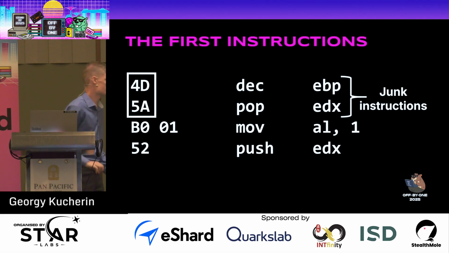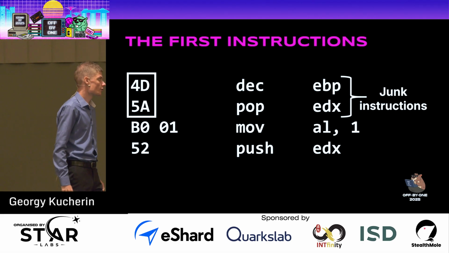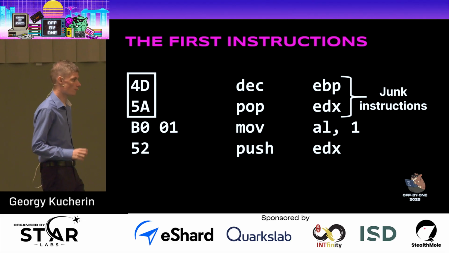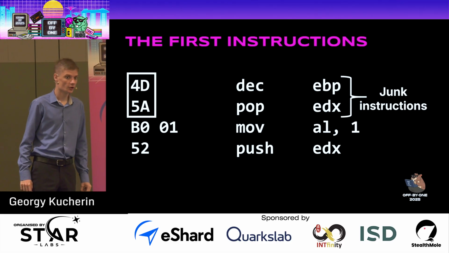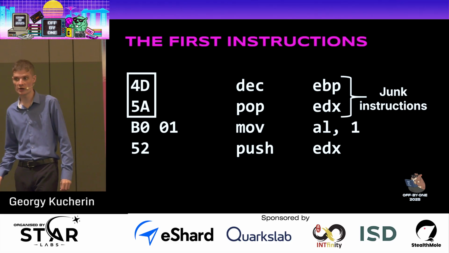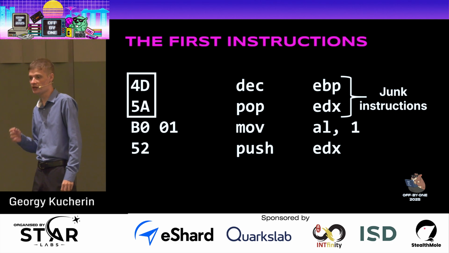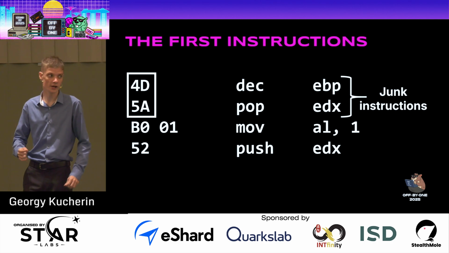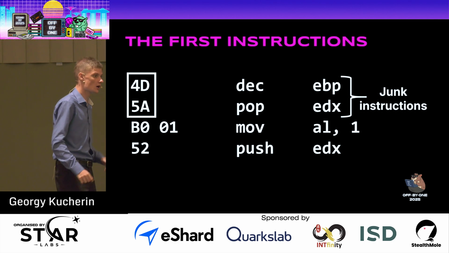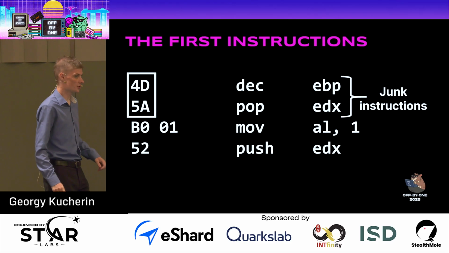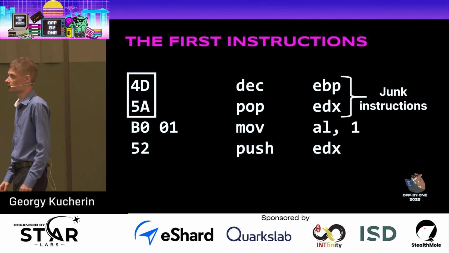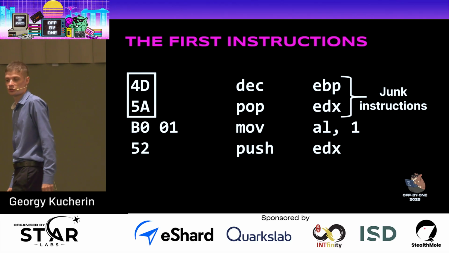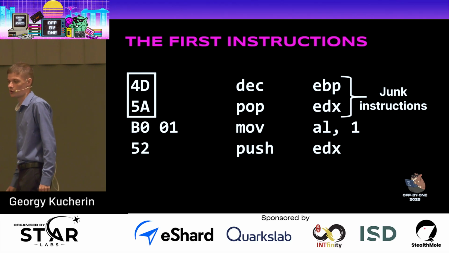Now, if we look at the first 2 instructions, we can see that the byte representation is 4D5A. These instructions do not do anything useful. They are simply needed to disguise the shellcode as a PE file. And as for the 3rd and the 4th instructions, they move the value 1 into the AL register, and then they push the value of the EDX register onto the stack.